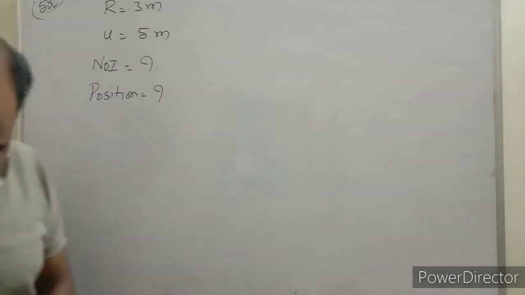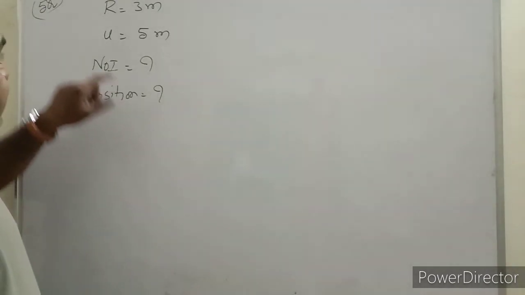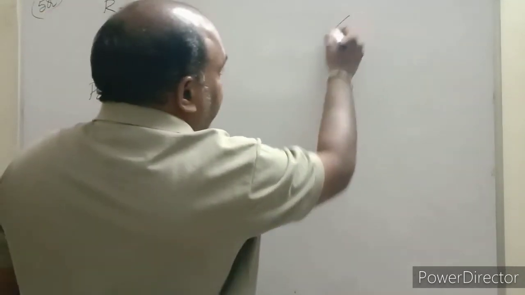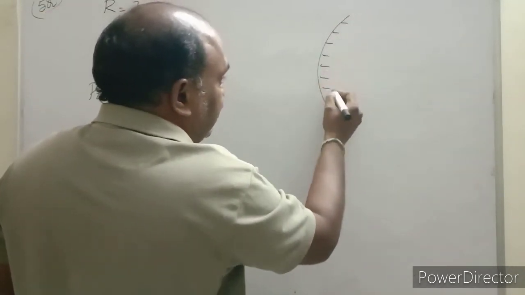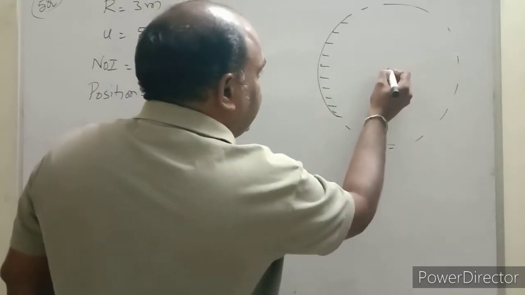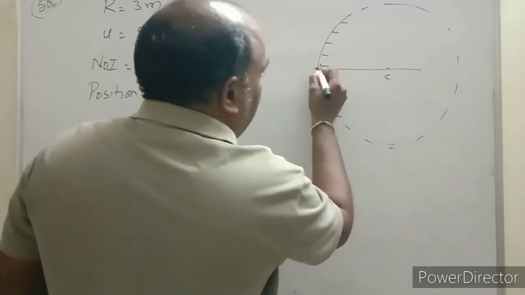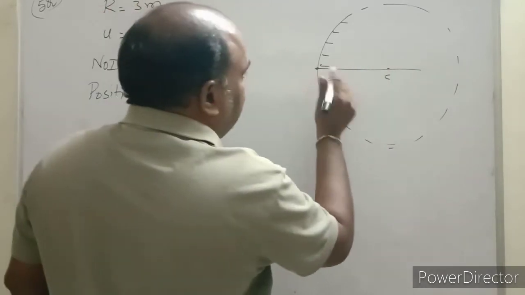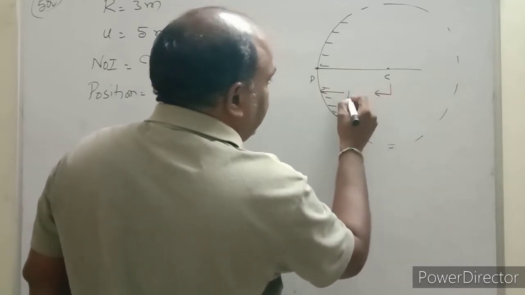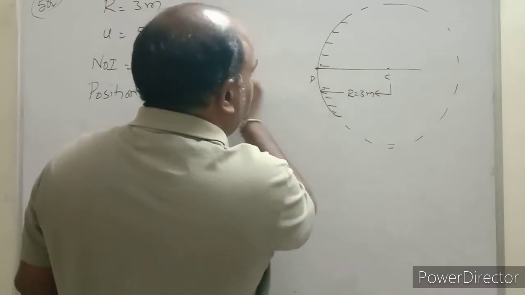See children, this is one more interesting problem. A convex mirror with a radius of curvature of 3 meter. First of all, we will draw one convex mirror. This is the convex mirror, extracted from this whole sphere. This is the center of curvature. This is the geometrical midpoint, the pole. This imaginary line is called the principal axis. The distance between the pole and the center of curvature is called the radius. Radius is how much? 3 meter.